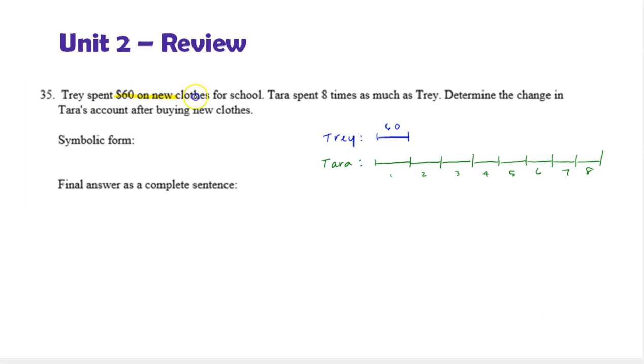Trey spent $60 on new clothes for school. Tara spent 8 times as much as Trey. Now here's the question. Determine the change in Tara's account after buying new clothes. And I want to highlight the change in Tara's account. So we're not finding how much Tara spent. We're going to need to find that along the way, but we want the change in her account.